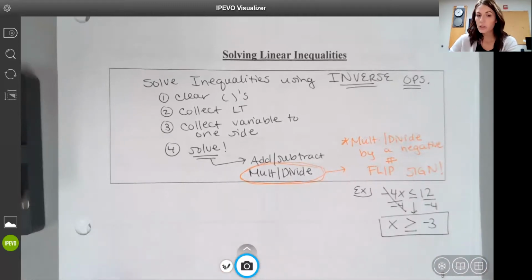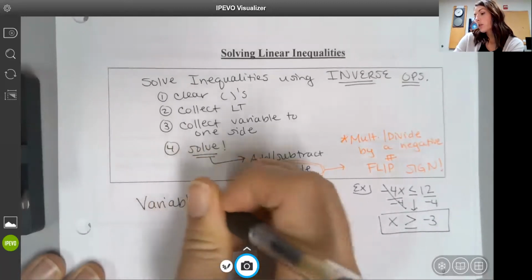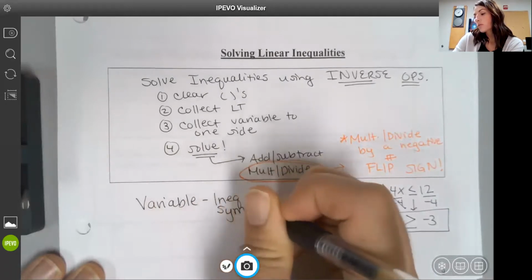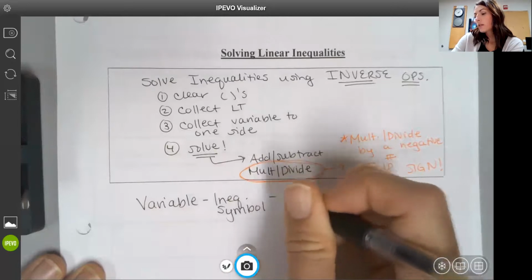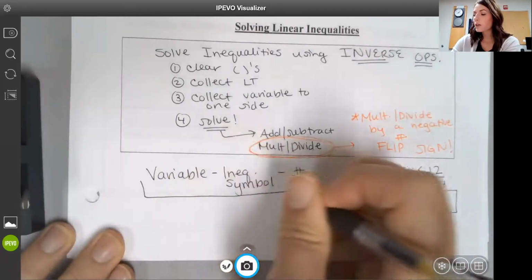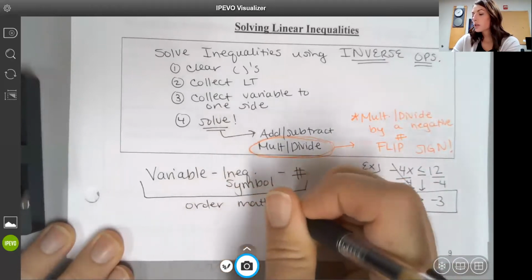Another time that we flip our sign is when we want to write our answer as variable, inequality symbol, and then a value. Okay, so that's the order that we want to write our final answer in. Order matters for our final answer.